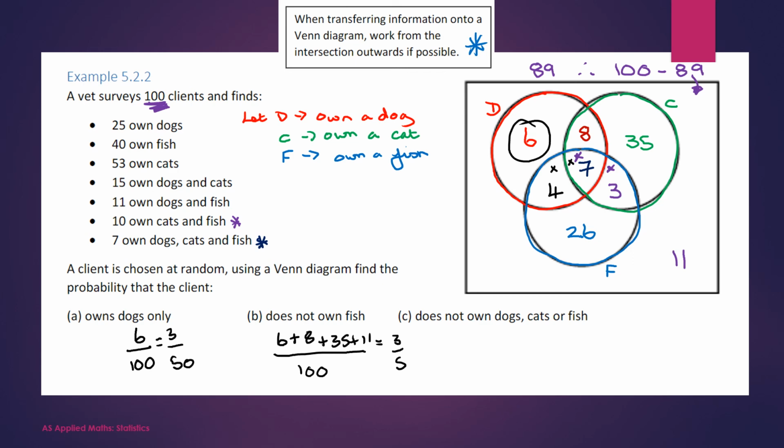Does not own dogs, cats or fish, so it's all of them. It would be the overlap because of the or. So does not own any of them is just the outside section, which is just 11 over 100. So once you have got your values in place, it is worth getting a Venn diagram drawn, because it becomes really easy to calculate your probabilities.